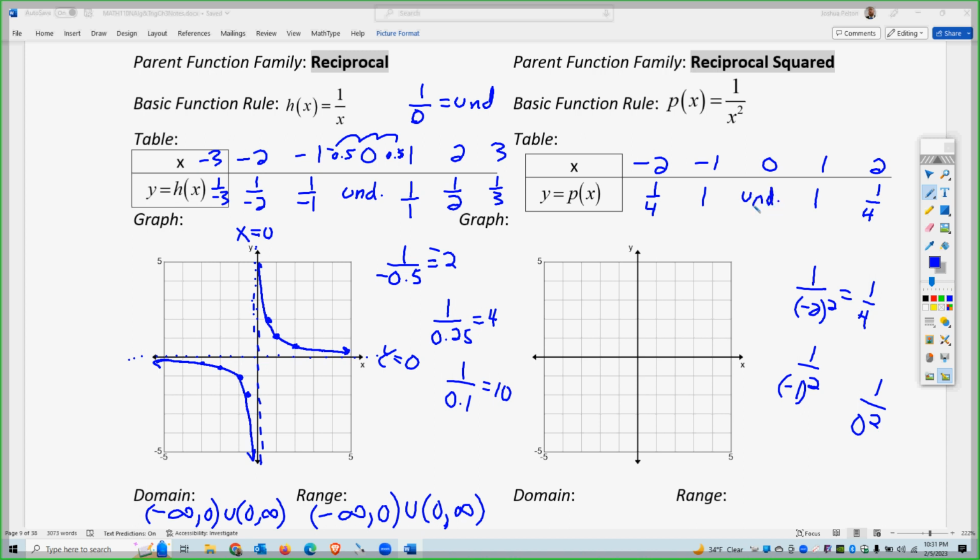Okay, so at -2, I'm at positive 1/4. At -1, I'm at positive 1. At 1, I'm at 1. And at 2, I'm at 1/4. Okay. All right, so it looks like a very similar graph. So let's think about what happens if I plug in 3. I'm going to get 1 over 3 squared. So I'm going to get 1/9, right?